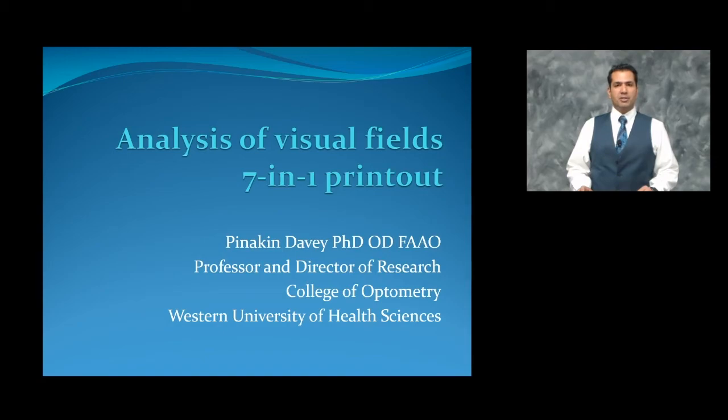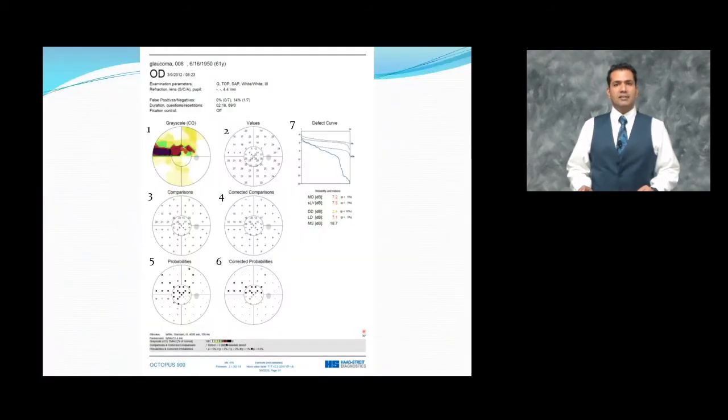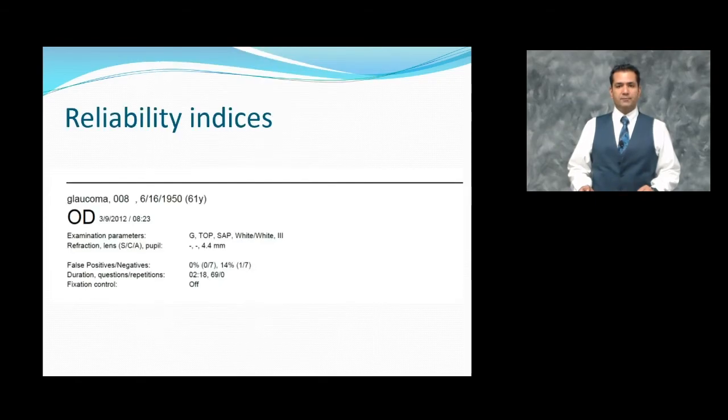Analysis of a visual field printout can be overwhelming for a novice observer. Today, we are particularly looking at the 7-in-1 printout from the Octopus Visual Field Machine. The Octopus 7-in-1 printout gets its name from the fact that there are 7 main graphics represented in the printout. But there is a lot more data than just 7 places that we should look at.